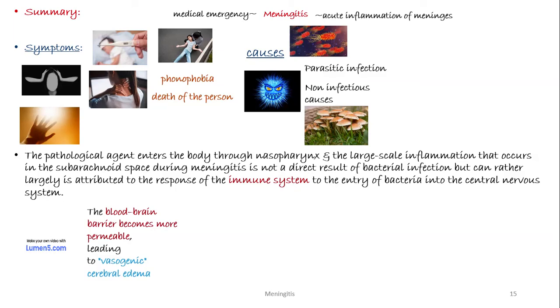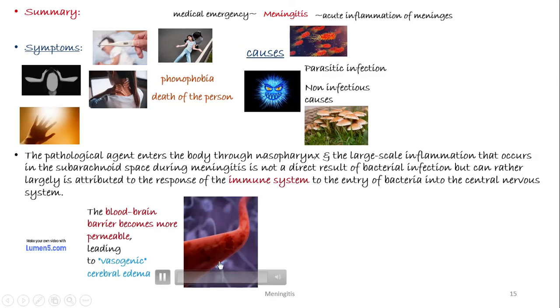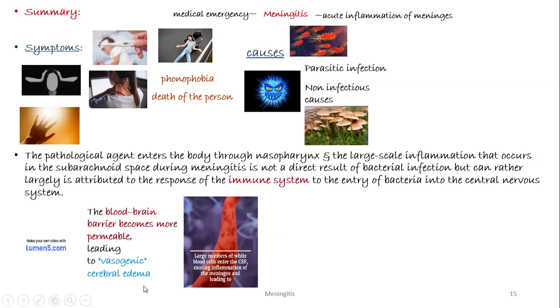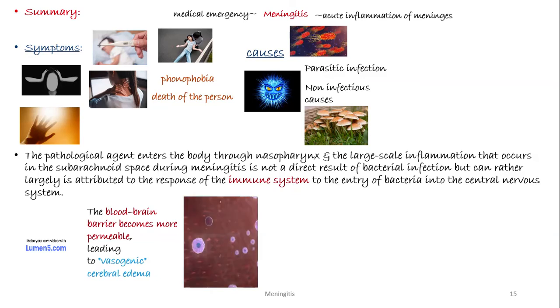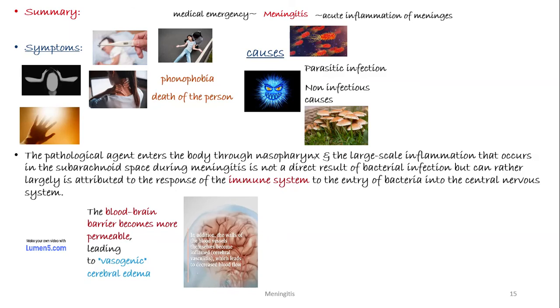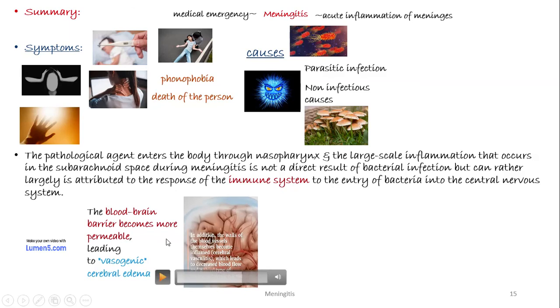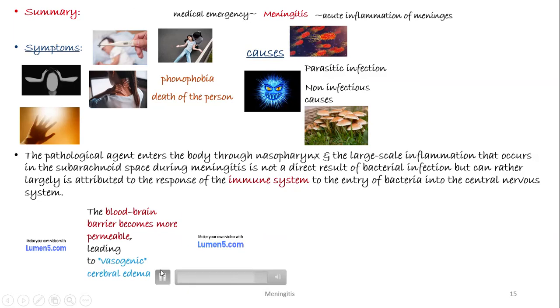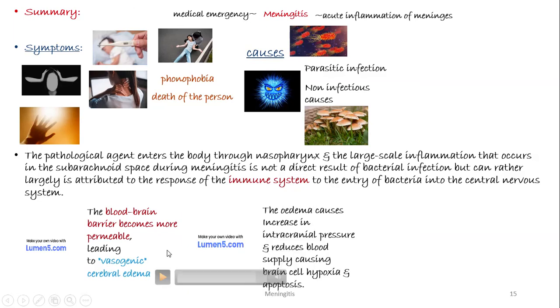The blood-brain barrier becomes more permeable, leading to vasogenic cerebral edema. Also, large numbers of WBCs enter the CSF, causing inflammation of the meninges, leading to interstitial edema. In addition, the walls of the brain vessels themselves become inflamed, which causes cerebral vasculitis, which leads to decreased blood flow to the brain cells, and ultimately it causes hypoxia and apoptosis of the brain cells.